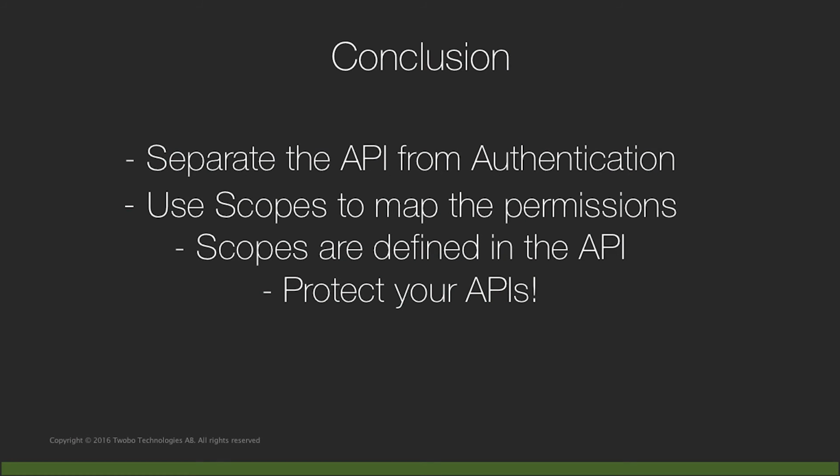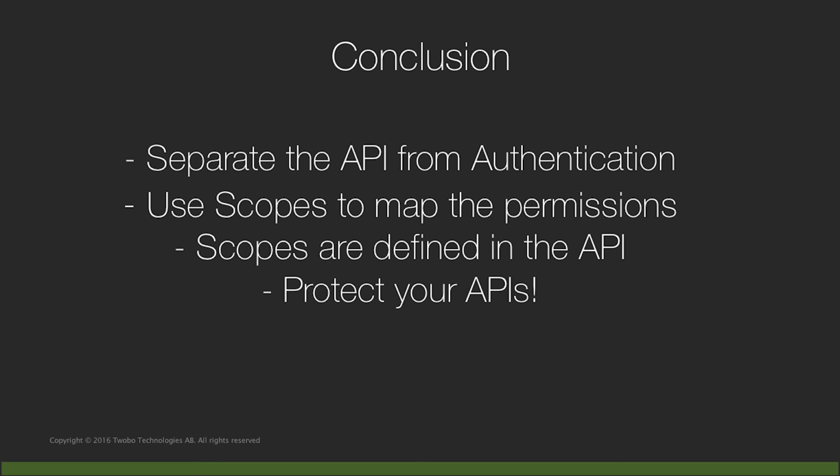So, to conclude this, I propose that you separate the API from authentication. It should have nothing to do with that. That's how you build scalable API infrastructure, especially for microservices. Use the scopes then. That's standards. There's a lot of useful ways to use those in OAuth, and they're just coming to be popular as we speak.